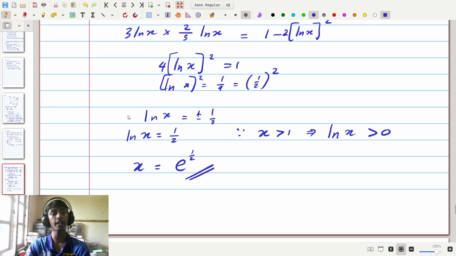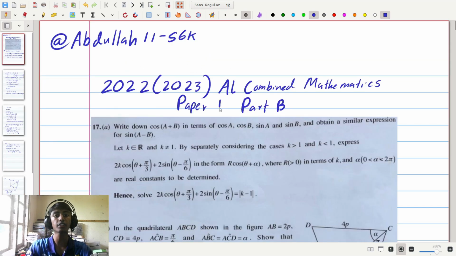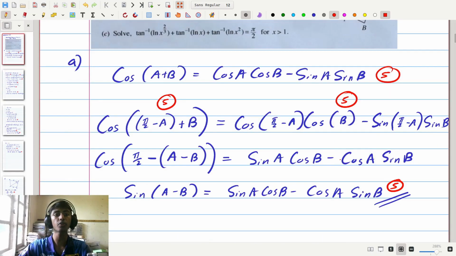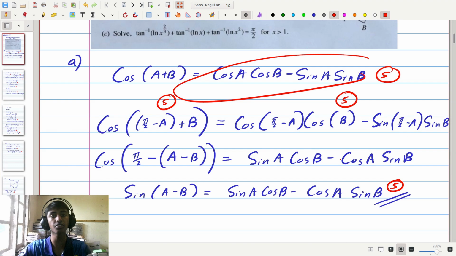So now with that, we've solved all 3 parts of the question. So now finally, let's consider the marks awarded for this question. For the first part of the question, when you write the cosine of a plus b in terms of cos a, cos b, sin a, and sin b like this, you get 5 marks.